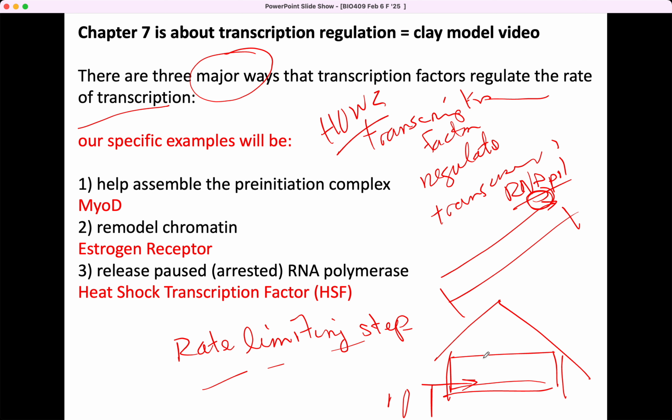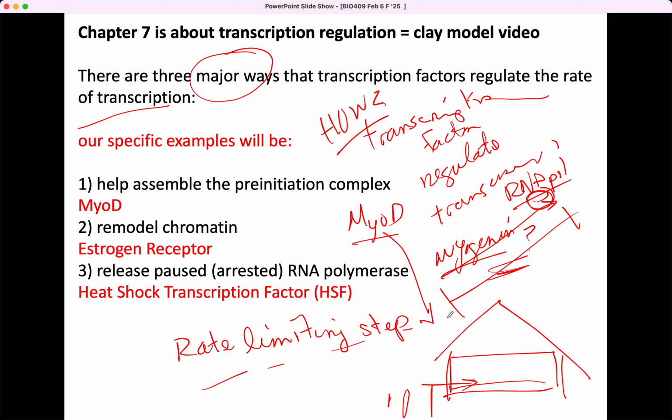Transcription is a multi-step process, and for a specific gene, we're going to start with myogenin. What is the rate-limiting step in myogenin? Because the rate-limiting step is the slowest step, and that is the step that the transcription factor is going to affect. Here's the example back to the booth.